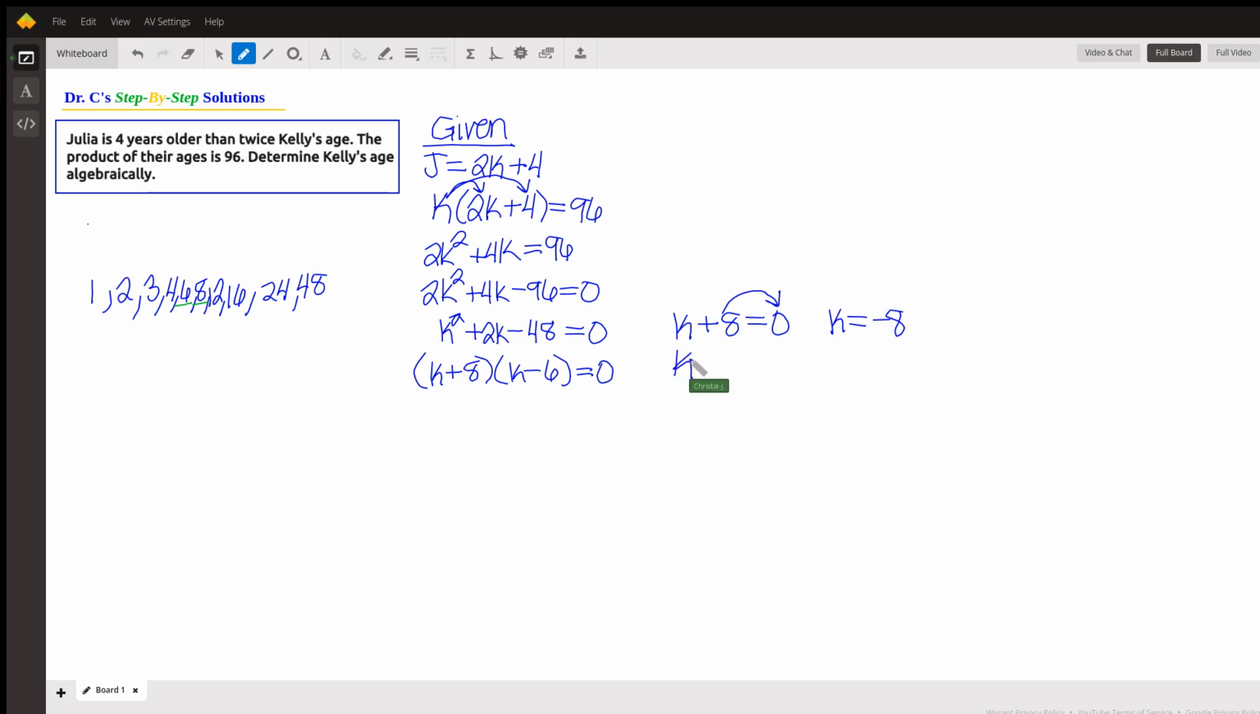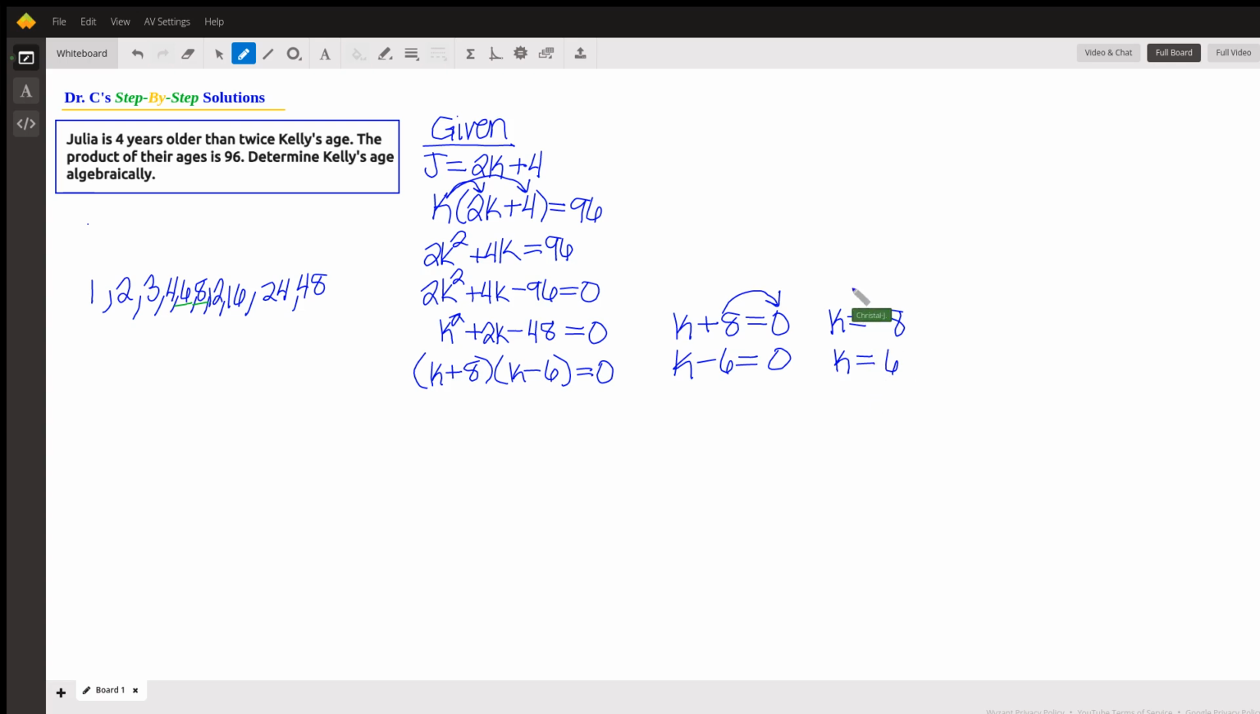We then have K minus 6 equals 0. We add 6 on each side. So K equals 6. Now, someone cannot be a negative age, okay? So the only one that's actually plausible is this K minus 6.